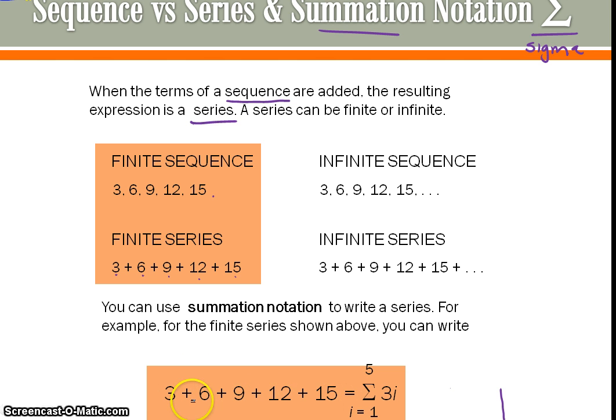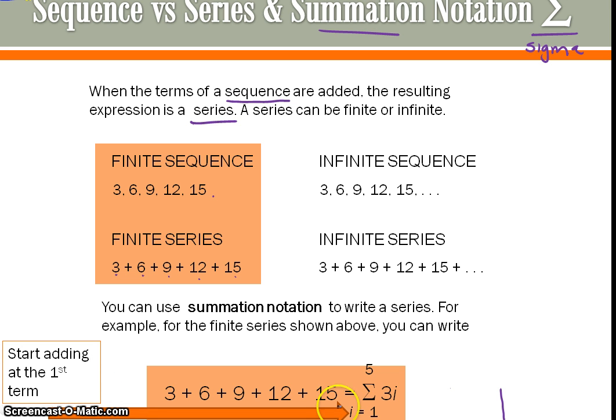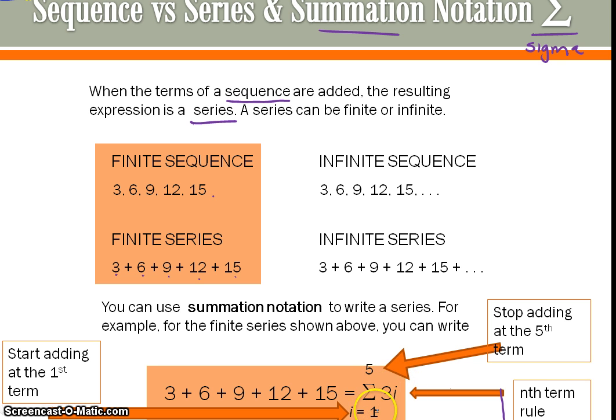Remember, the pattern for this was 3n or 3i, because the first term was 3, the second term was 3 times 2, the third term was 3 times 3, 3 times 4, 3 times 5. We start adding the terms at i equals 1. We take 3i, plug in i equals 1, and get 3 out. The pattern rule is always what goes on this side of the sigma, and the top number is where we stop adding. So we plug in i equals 1 all the way to i equals 5: i equals 1 gives 3, then i equals 2, 3, 4, 5, and add those up, and that's your answer. So you would write the list 3, 6, 9, 12, 15, and add up those terms, and that would be the sum.